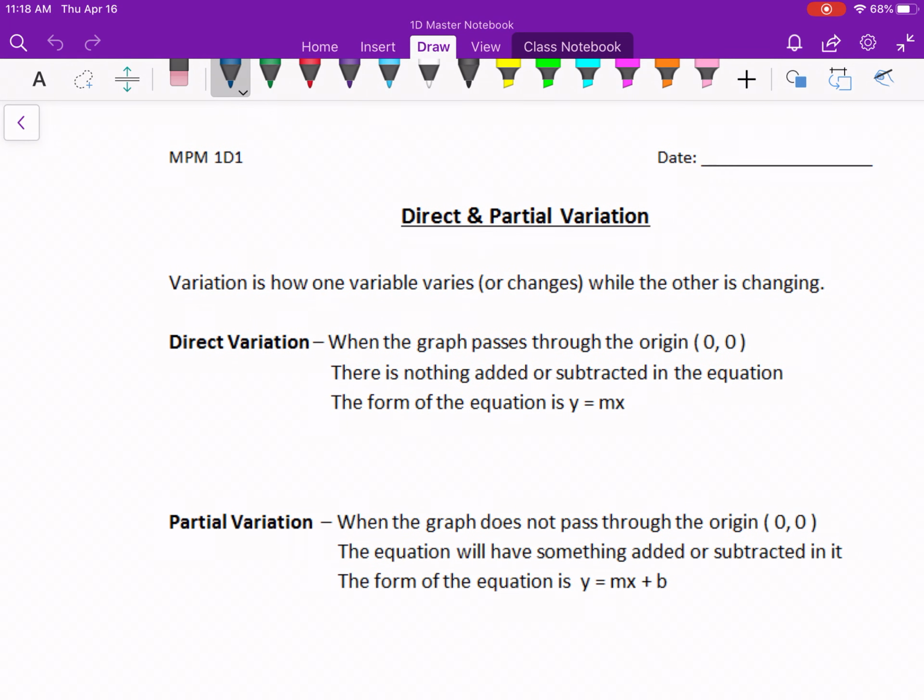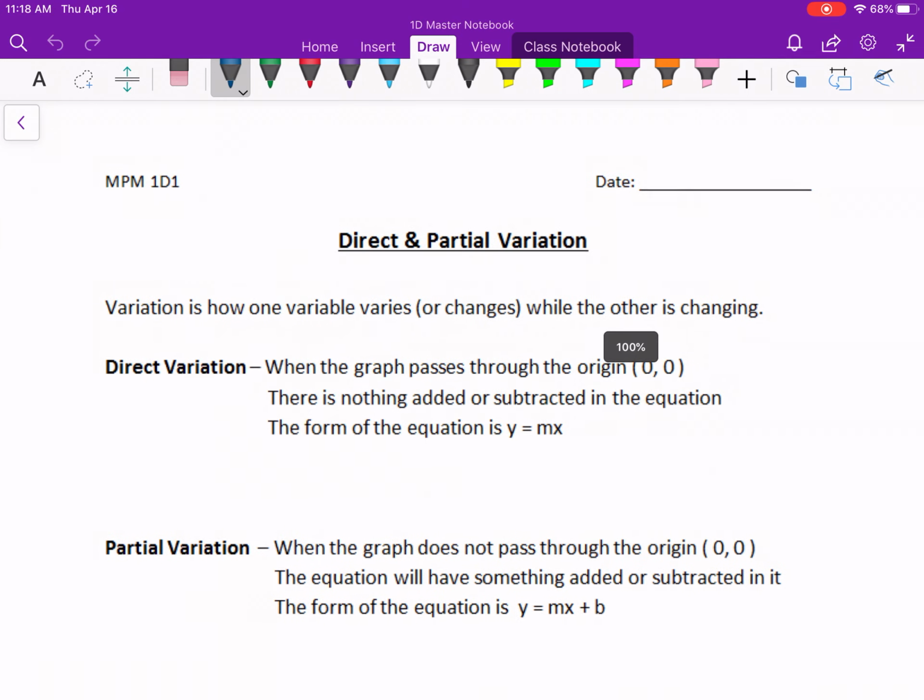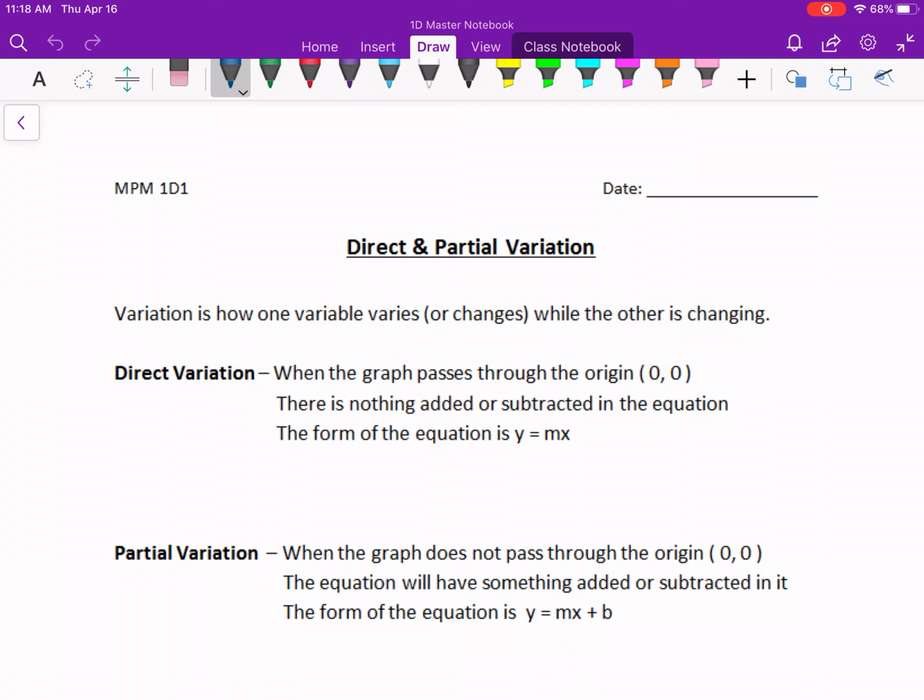Here's a quick lesson on a topic called direct and partial variation. It'll come up on some of the homework questions, so just a quick run through. Variation is how one variable varies or changes while the other is changing. So remember that everything we're talking about recently and for the near future is relations.